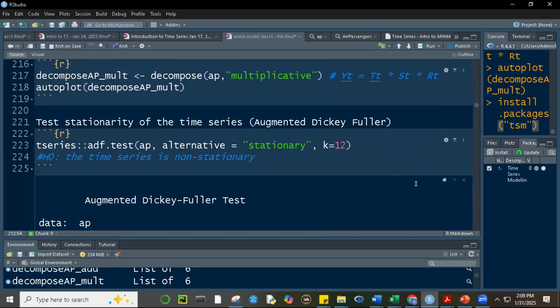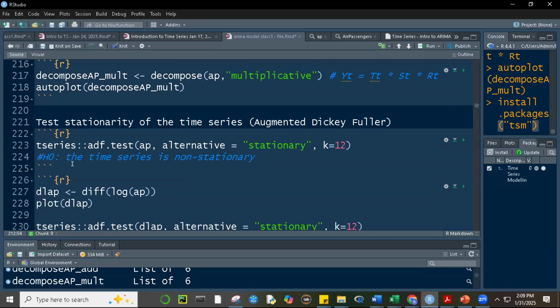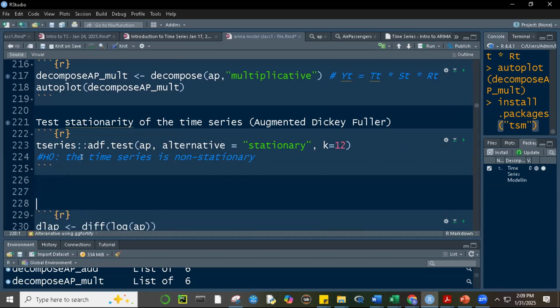All right. So we can actually test your time series, because when we took a look at AP, we said that it's not stationary. That can be verified statistically. There's this function from the tseries package called adf.test. We'll use this, and the object is AP, and the alternative is equal to stationary.